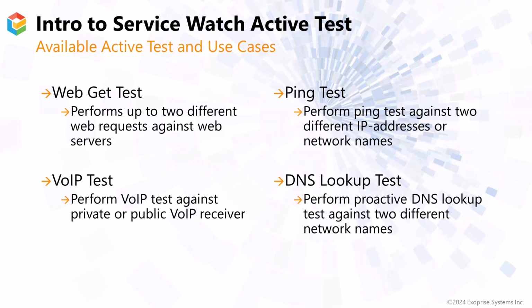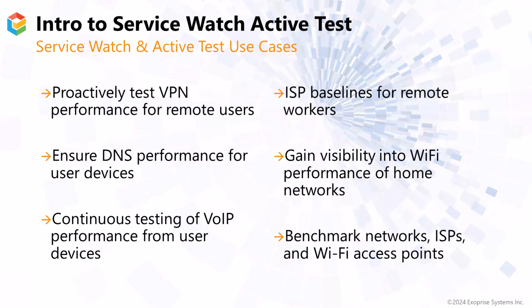The active tests available for ServiceWatch include a web-get and ping test, which can be used to verify a device can reach a web page or network resource by name or IP. The VoIP active test will send and receive VoIP packets between the device and receiver specified. AWS and Azure receivers are available, or you can configure a receiver on one of your private sites to test between offices or from home to the offices. Lastly, the DNS lookup test ensures DNS resolution is performing properly and available.